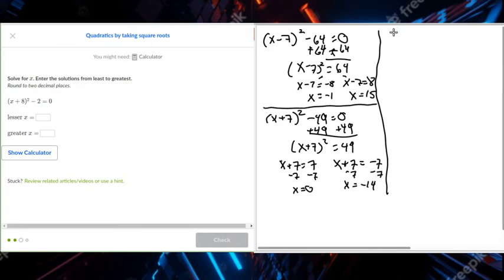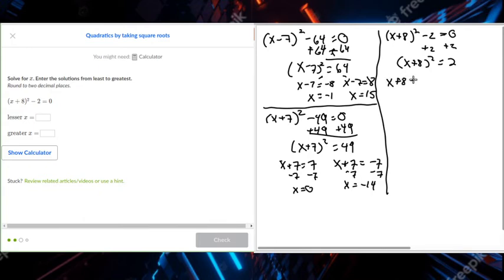So what I have: x plus 8 squared minus 2 is equal to 0. Here we're going to get a little bit more difficult. So this is just an equation, and we want to solve the equation for x. So I'm going to add 2 to both sides, and I'm going to get x plus 8 quantity squared is equal to 2. And then I'm going to take the square root of both sides, and I'm going to get two equations.